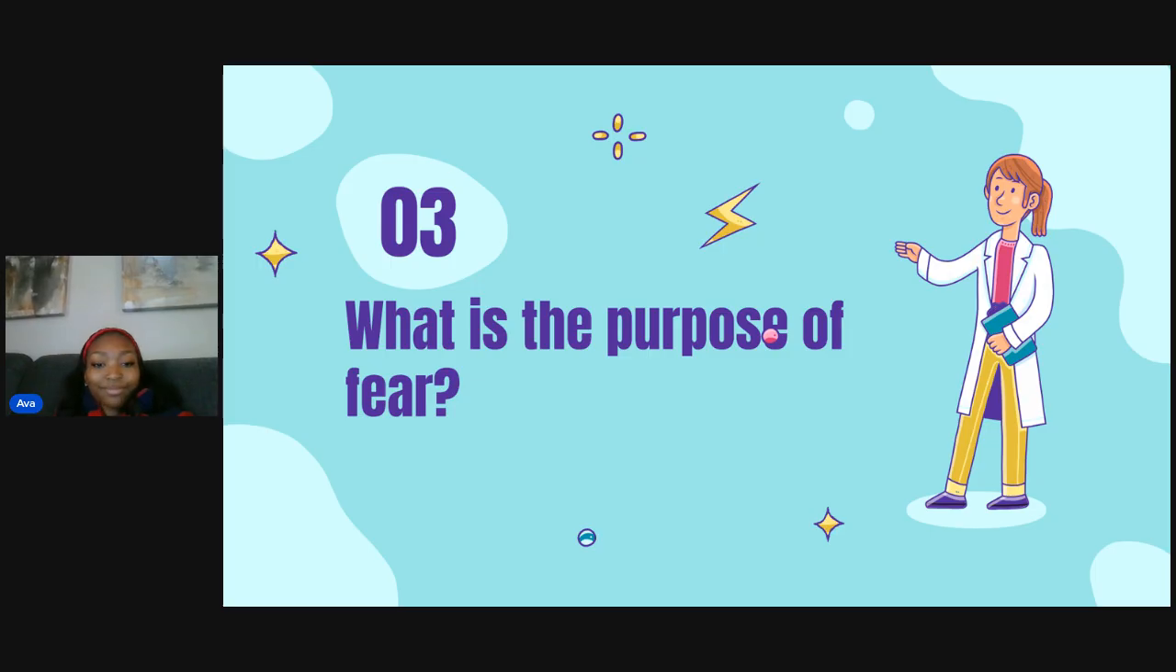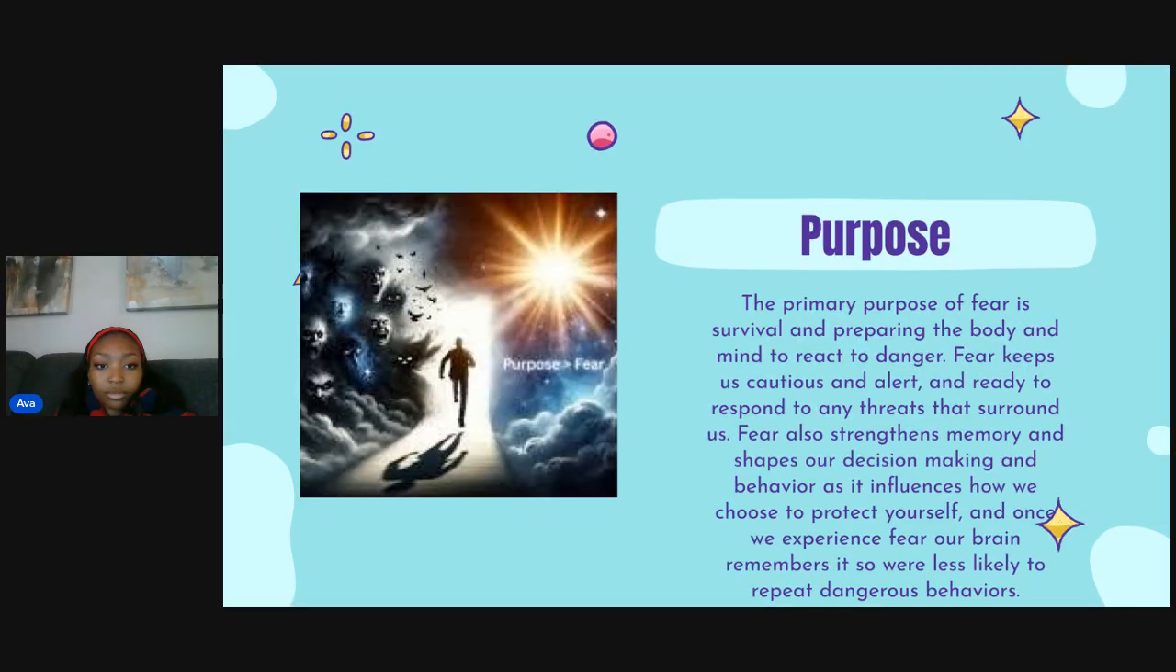Number three, what is the purpose of fear? The primary purpose of fear is survival and preparing the body and mind to react to danger. Fear keeps us cautious and alert and ready to respond to any threats that surround us. Fear also strengthens memory and shapes our decision making and behavior as it influences how we choose to protect ourselves.